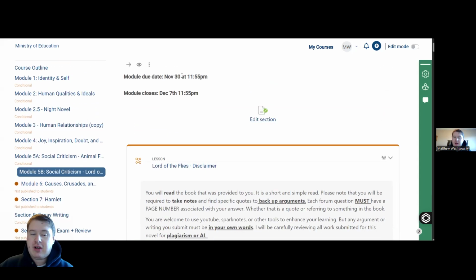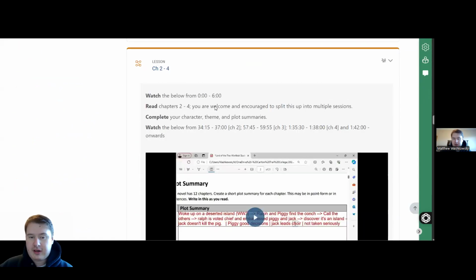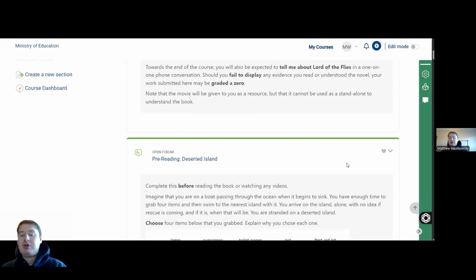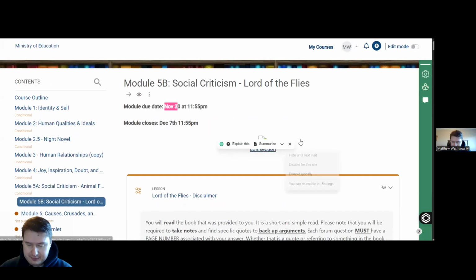Now, the module itself is due November 30th, but some of these due dates are going to be a little bit earlier. For example, some are due the 23rd. This is just to keep you on task because if you procrastinate, I'm a procrastinator. I was a procrastinator when I was a student. It's going to cause problems with this unit.